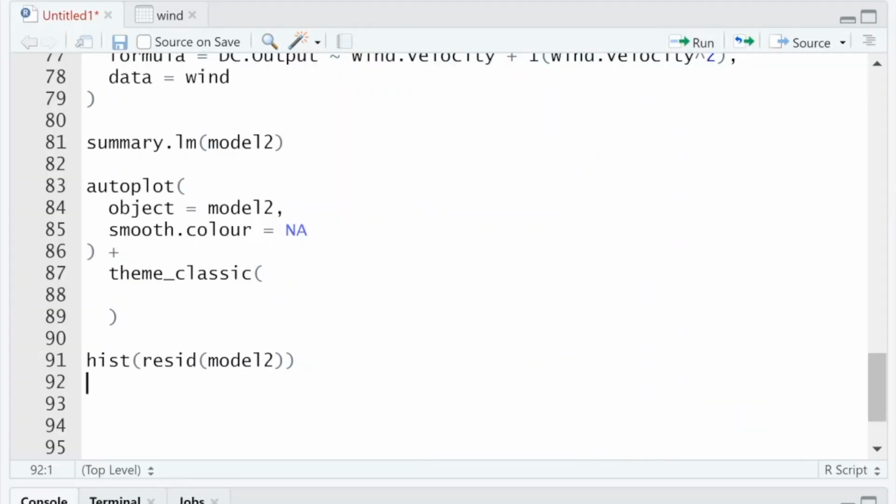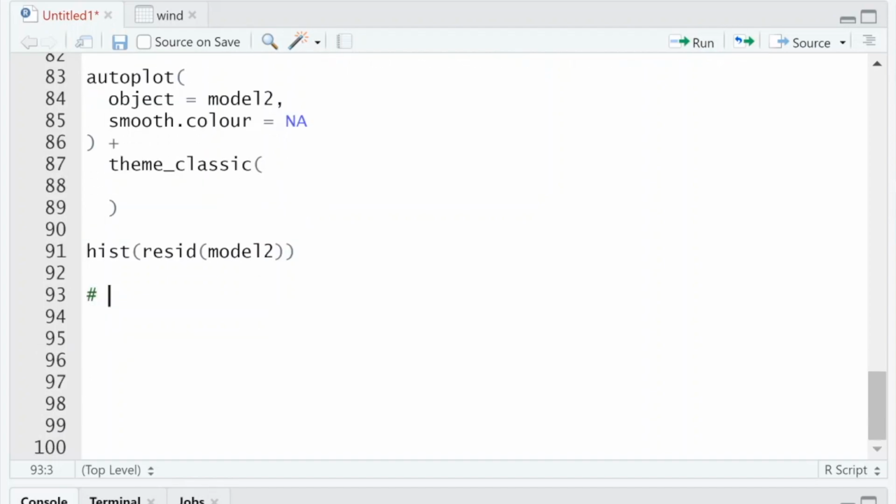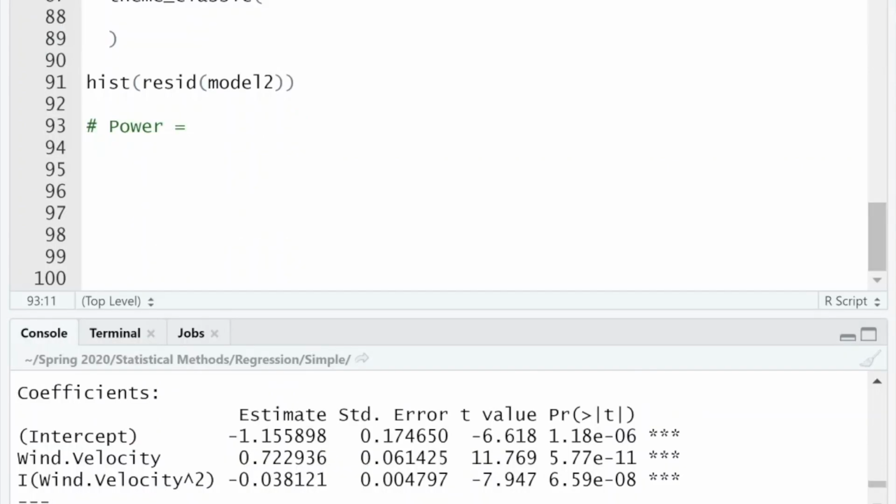Okay. So now we have this regression equation that looks something like, let's see, we'll just say power is some function of, and let me write out, I'm just going to go grab these real quick, negative 1.16 plus 0.72 x, minus 0.04 x squared. And that's what our regression equation looks like now.